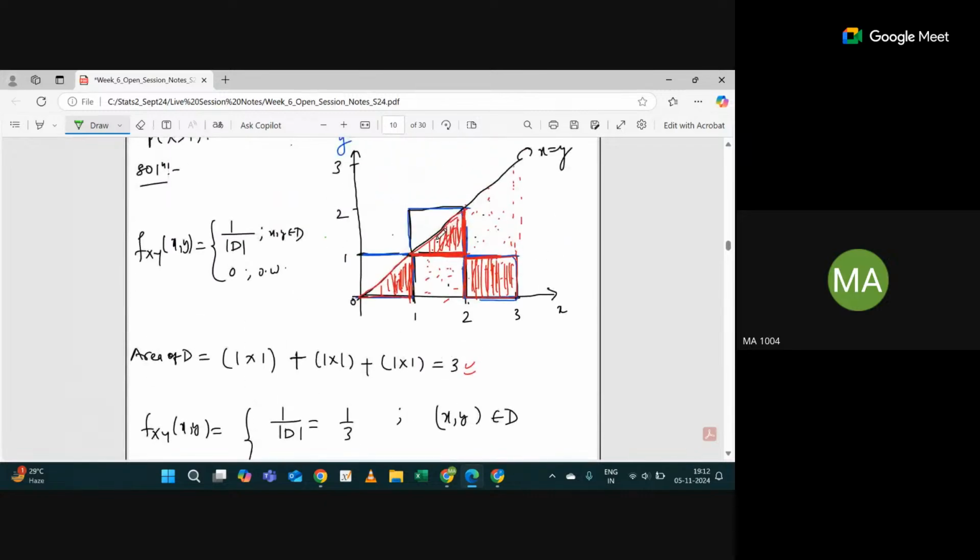Or else, if you see, you have to find this area plus this area. So which is half into half plus half divided by 3. Understood? Yes.